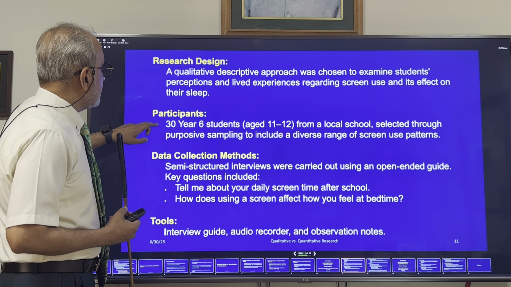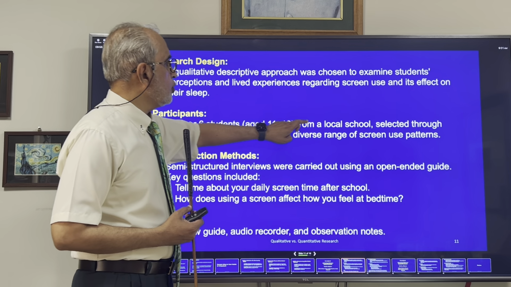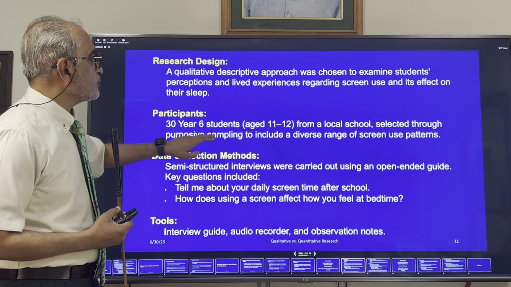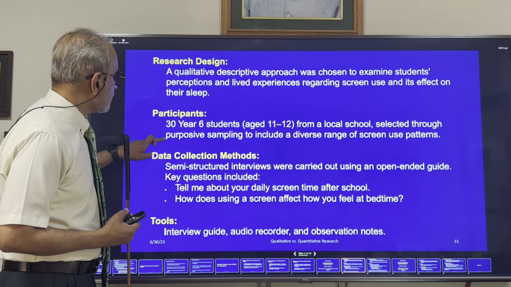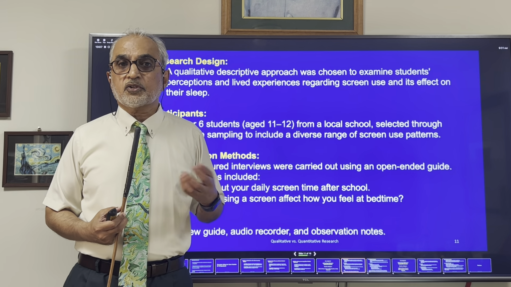Then participants: 30 year 6 students, age 11 to 12, from a local school, selected through purposive sampling to include a diverse range of screen use patterns. Again, do not concentrate on purposive sampling because I have not taught you sampling.